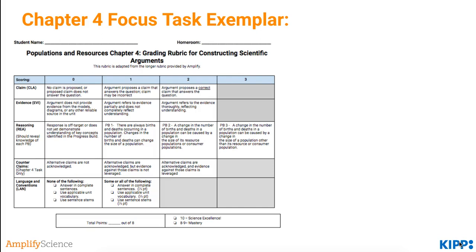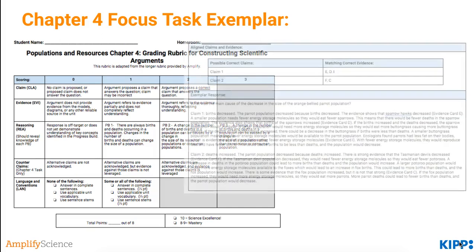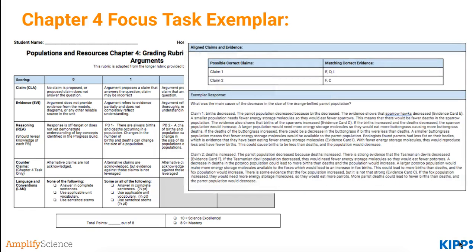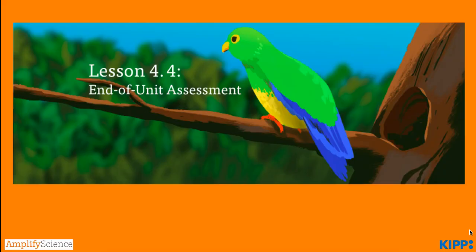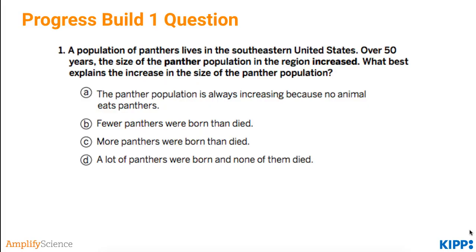Looking at the rubric, you can see that we want students to show mastery of all 3 progress builds. The exemplar should show mastery of all 3 progress builds using evidence and reasoning to support the claim. At the end of the unit, students will take the end of unit assessment, which will assess student mastery. Let's do a few practice questions to get a better idea of what that assessment looks like.